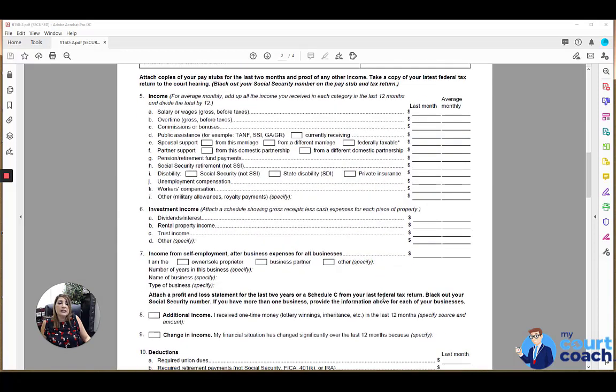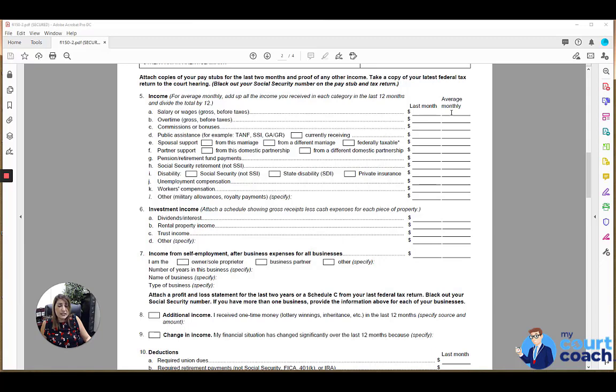Page 2 is where you specifically identify your income. There's a space to list what your last month's income is and your average monthly. For average monthly, it states you can add up your income for the last 12 months and divide the total by 12. Oftentimes, if this form is completed towards the end of the year, you can also pull average monthly from your year to date on your pay stubs.